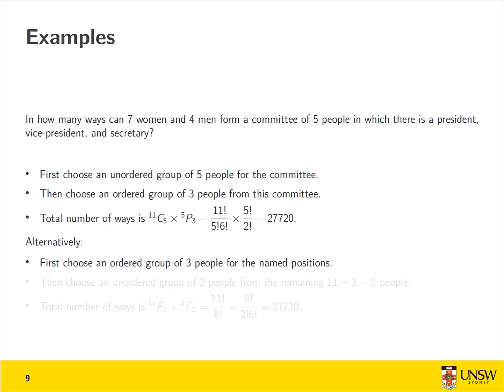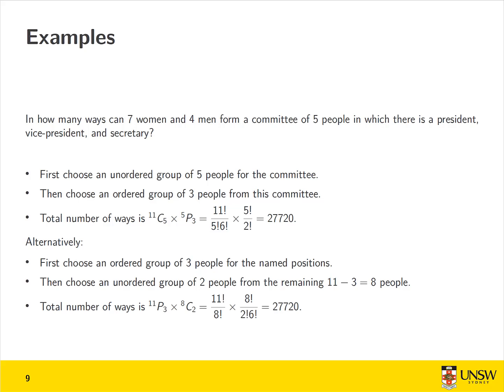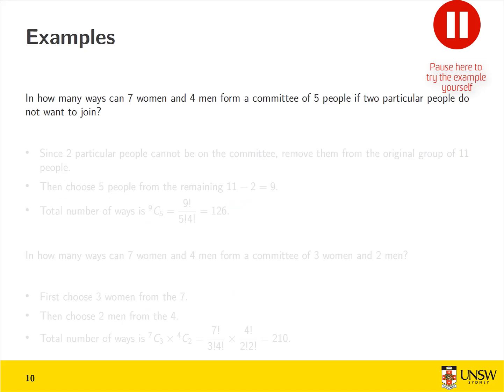Alternatively, we could first fill the named positions by selecting an ordered group of 3 people from the original 11, and then choose an unordered group of 2 extra people from the remaining 8 to take the 2 unnamed positions. This means the total number of arrangements is also given by 11P3 times 8C2, which again resolves to 27,720.